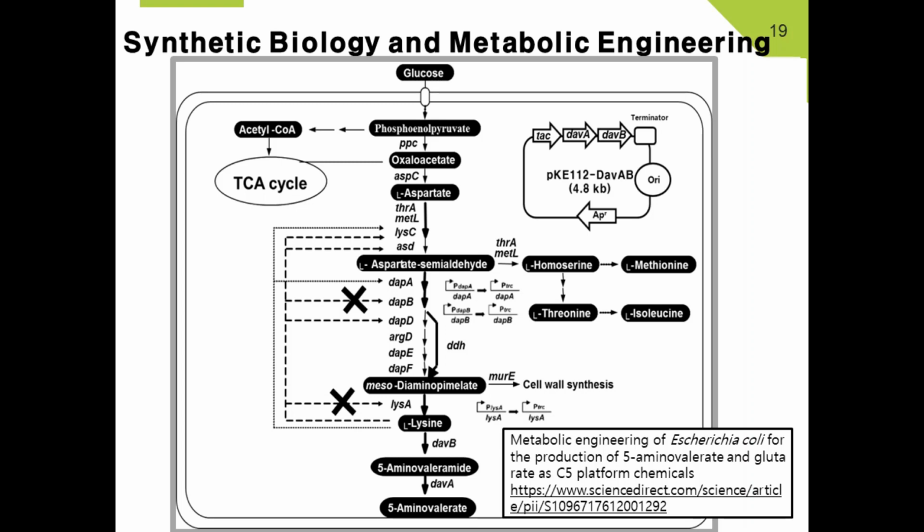Now, a successful transformant would be the strain with the plasmid, and it would grow on a plate with the antibiotic in it. So in an ampicillin agar plate, strains with this plasmid would grow, but the native strains, or the strains that don't have this plasmid, would die. So there we have it.